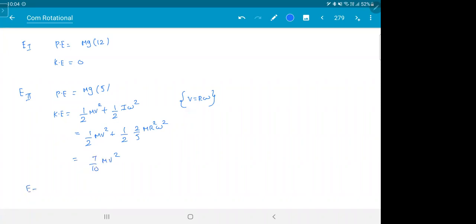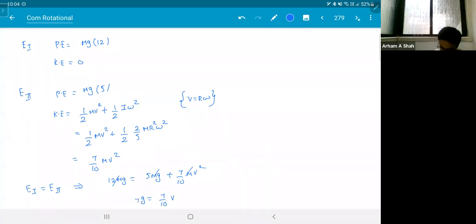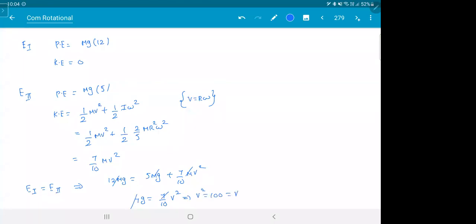Energy in state 1 is equal to energy in state 2. 12 mg is equal to 5 mg plus 7 by 10 mv square. m goes off. We get 7g is 7 by 10 v square. Did I miss something? I missed something. This is 7g. 7 goes off. You get v square is 100. So v is 10. So the ball will fly outside with a speed of 10 meters per second. That is the first part.